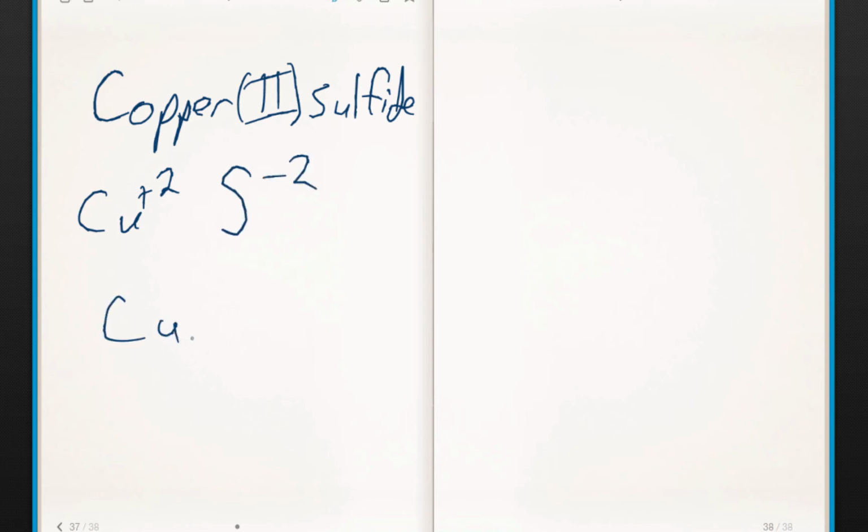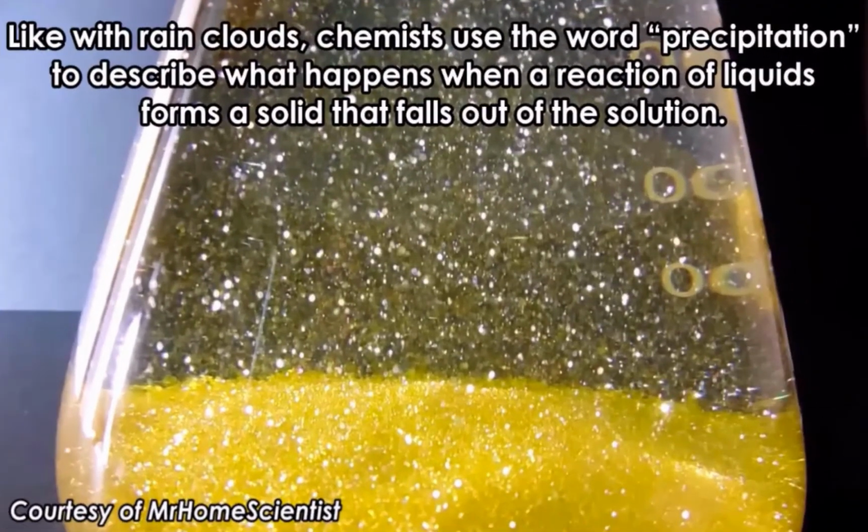Crisscross the charges, you get Cu2S2, and then can you simplify a 2 to 2 ratio? Cu2S2 simplifies to Cu1S1. So we simplify the ionic stuff when we can. So you guys get this in your notes, get these couple of examples, and we'll see you in class.